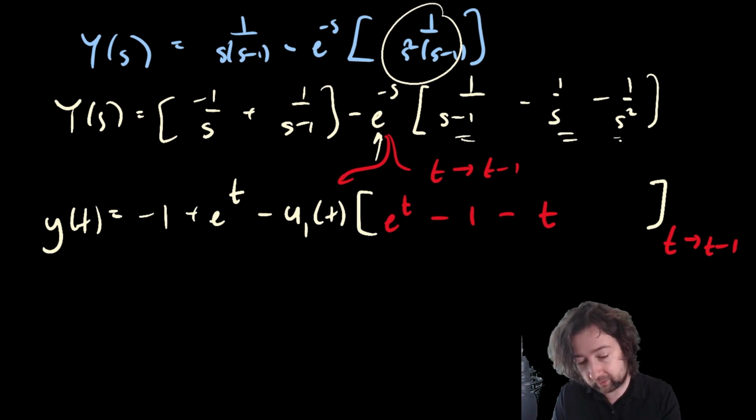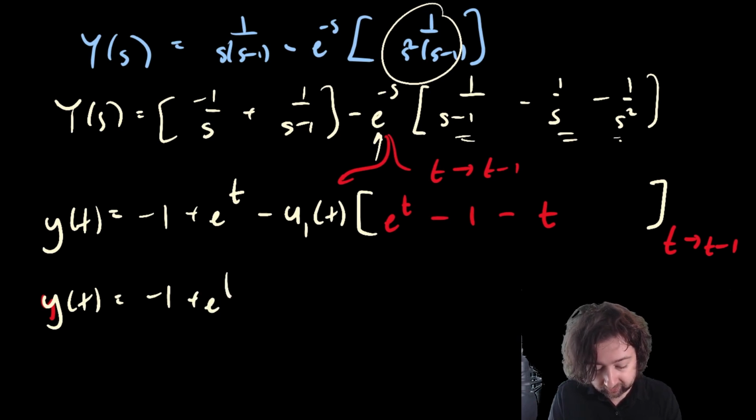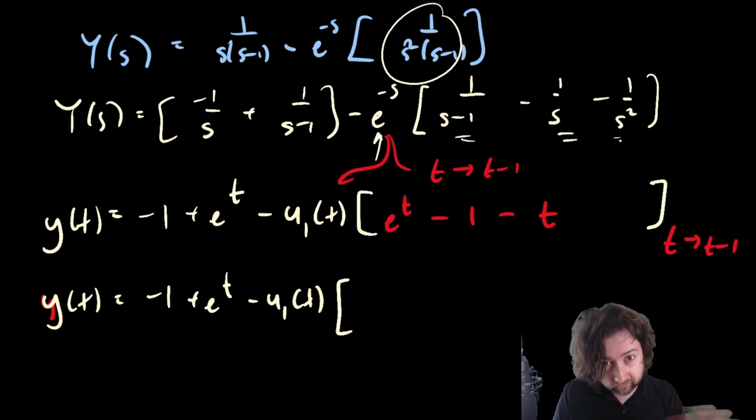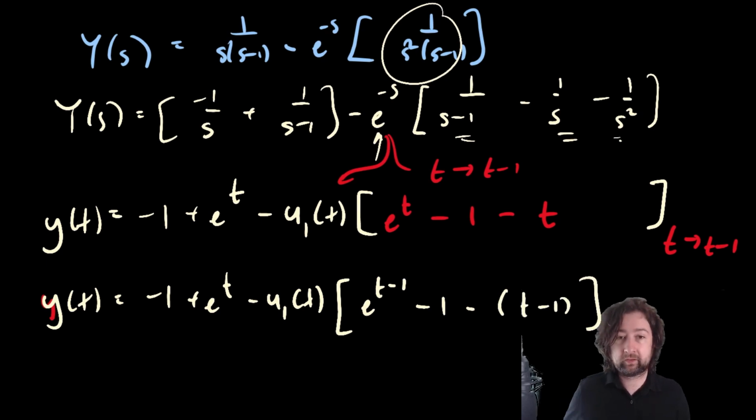And so for the last step, we get y of t is equal to minus 1 plus e to the t minus u1 of t times the shifted version of all these things: e to the t minus 1, minus 1, minus (t minus 1). And so that is the solution to the differential equation.